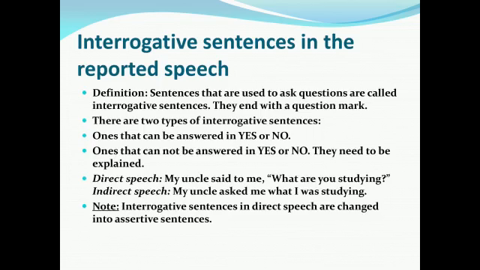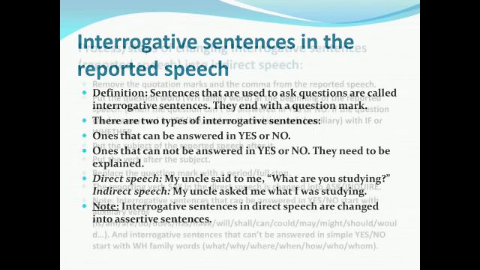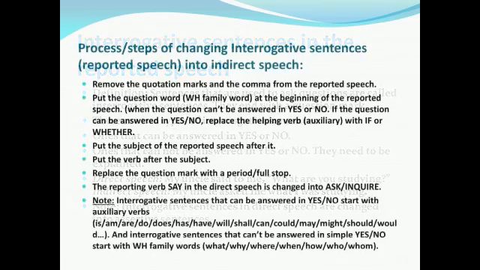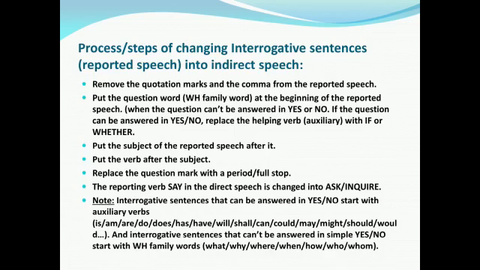Now let's deal with the same thing which I explained just now as a strict rule: what is to be followed, and what are the two main things that you need to remember in interrogatives. Remove the quotation marks and the comma from the reported speech when we are converting the interrogative sentences into reported speech. Put the question word, that is the WH family word, at the beginning of the reported speech. It will not change when the question can't be answered in yes or no, as we saw in the previous example.